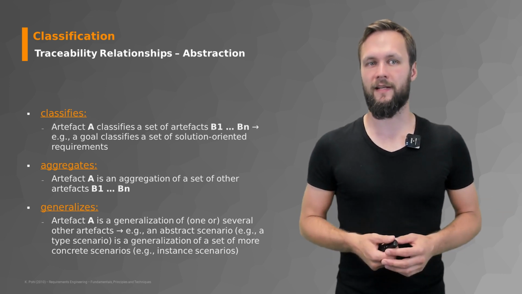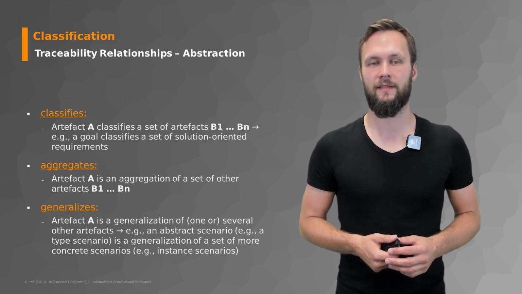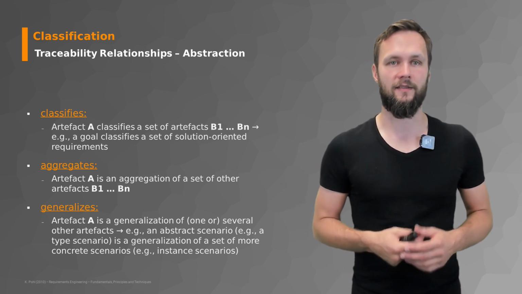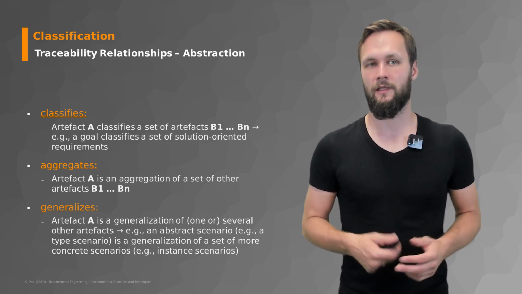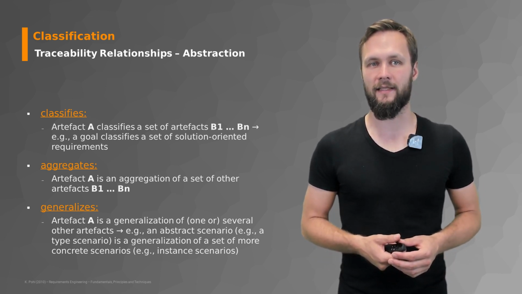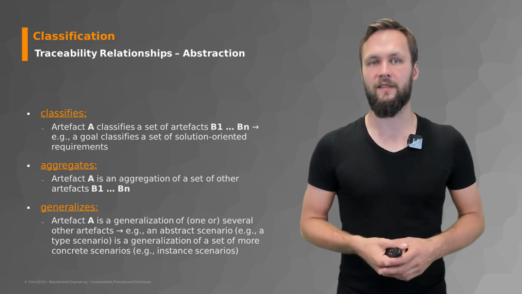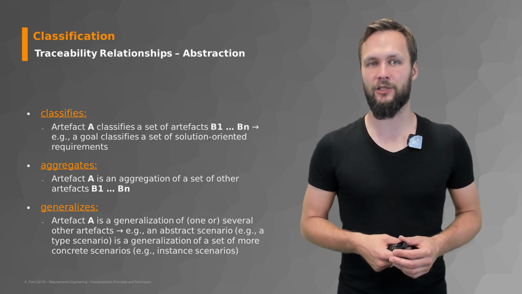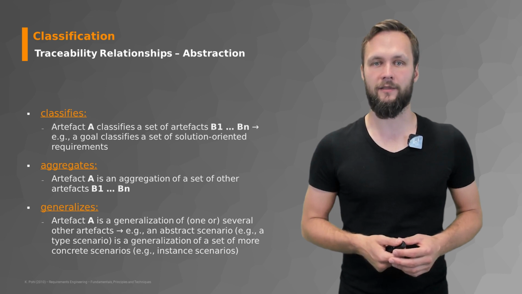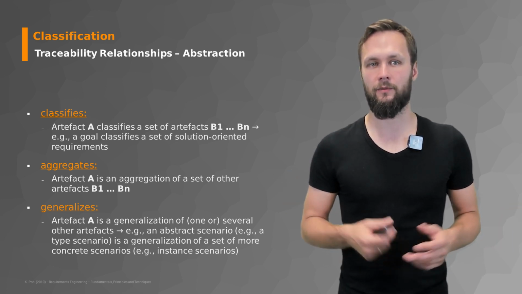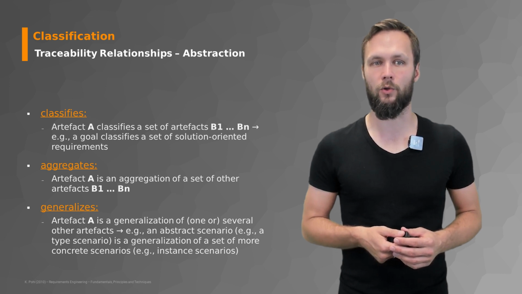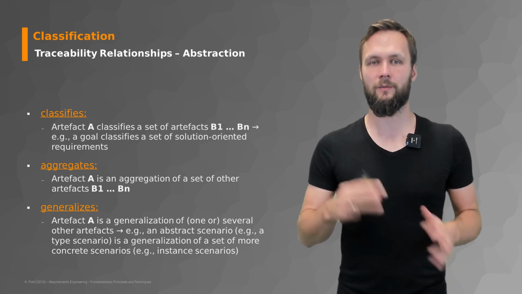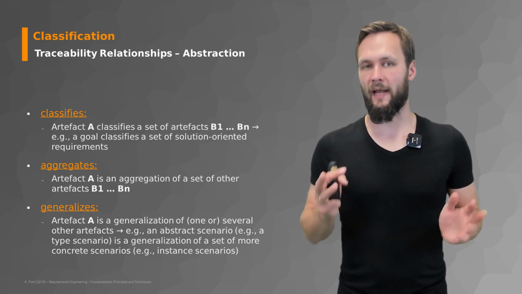For classifies, we have the example of an artifact A that classifies a set of artifacts B1 to Bn. It could be a goal classifies a set of solution-oriented requirements. For aggregate, we could have an artifact A that is an aggregation of a set of other artifacts B1 to Bn, or the generalization where artifact A is a generalization of one or several other artifacts, such as an abstract scenario, like type scenario, is a generalization of a set of more concrete scenarios, like an instance scenario. I know all of this sounds a little bit confusing, but we'll get into this maybe with some exercises later on.